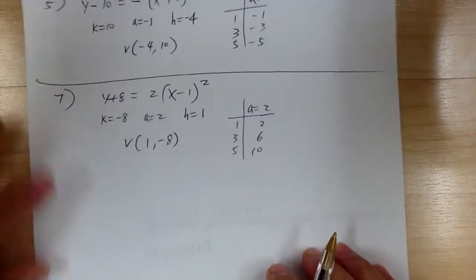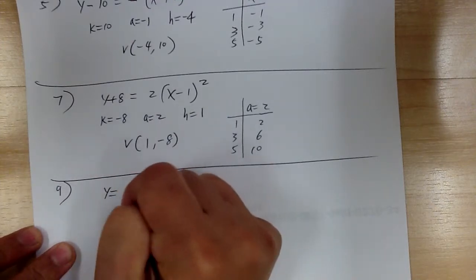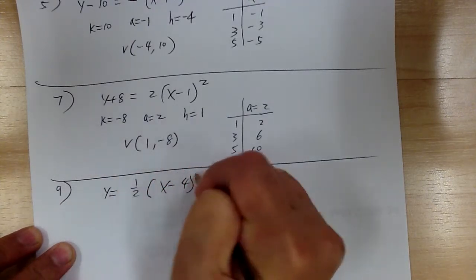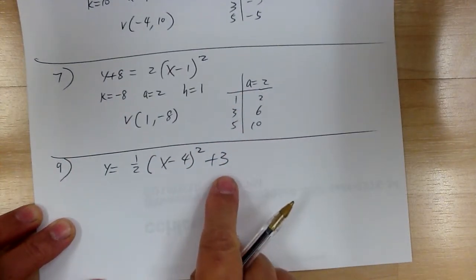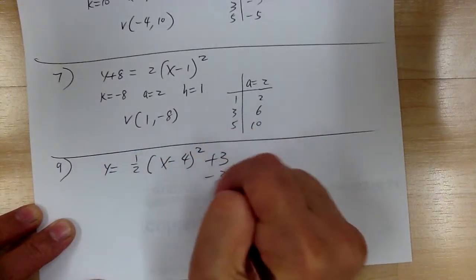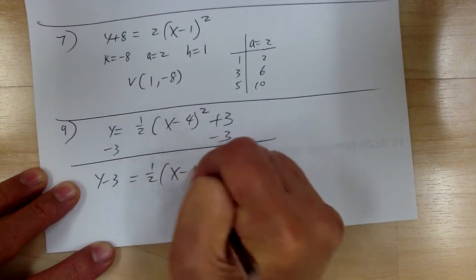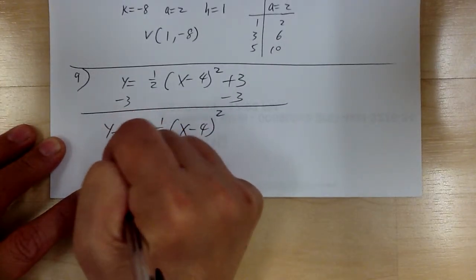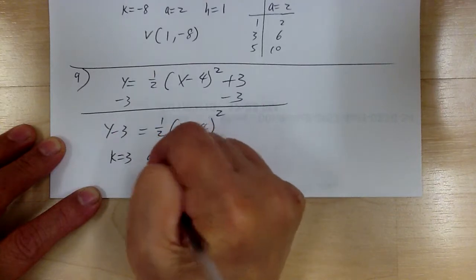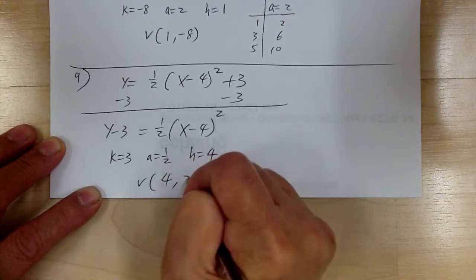Okay, let's go to number 9. You have y equal to 1/2 times (x minus 4) squared plus 3. So now this is not in the correct form, so I need to get this on this side, so I need to minus 3 on both sides. So I got y minus 3 equal to 1/2 times (x minus 4) squared. So from here, k equal to 3, I have to take the opposite, a equal to 1/2, and h equal to 4. So the vertex is going to be at (4, 3).